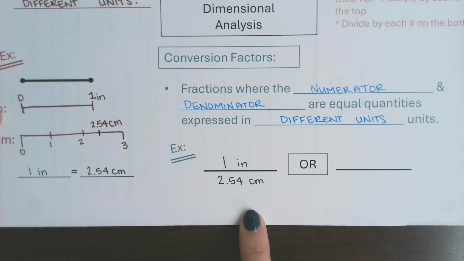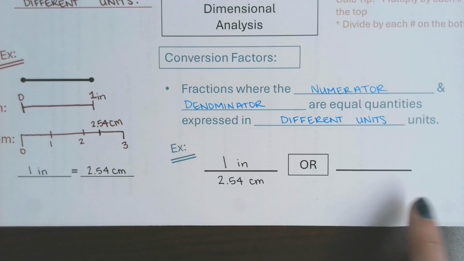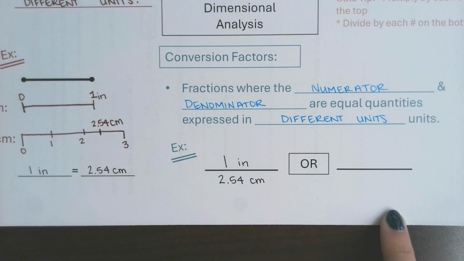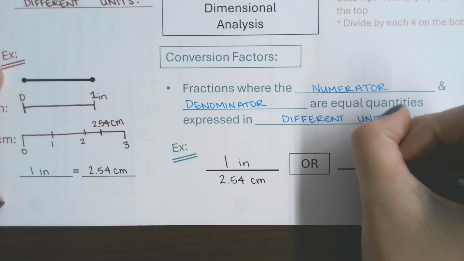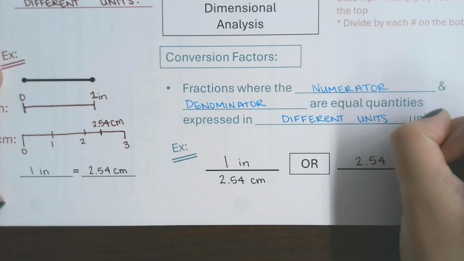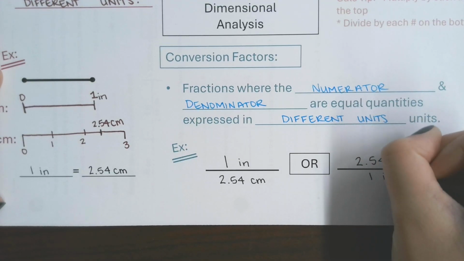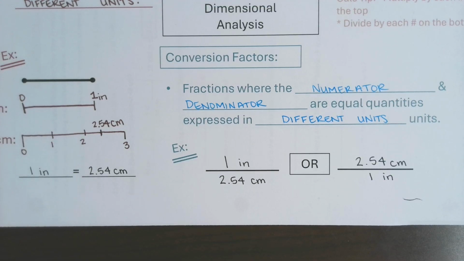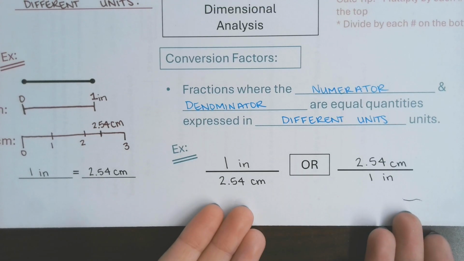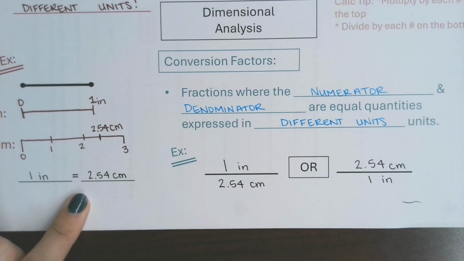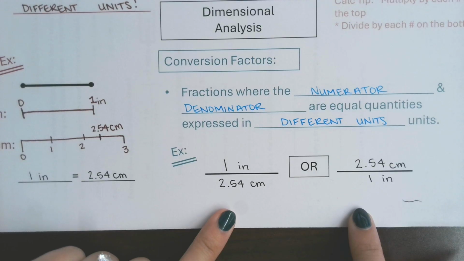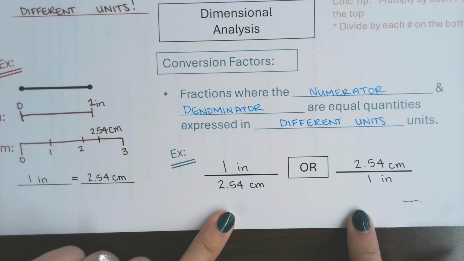Or if it's a giant 1, you could also write it another way. Take a second to think about how you might write that and maybe give it a shot on your own. Okay, the other way we could write it is we can flip it. So we can write 2.54 centimeters on top with 1 inch on the bottom. So you now have two conversion factors that come from every equivalency. If you're stuck, if you don't understand how you got this, pause the video, ask a neighbor.